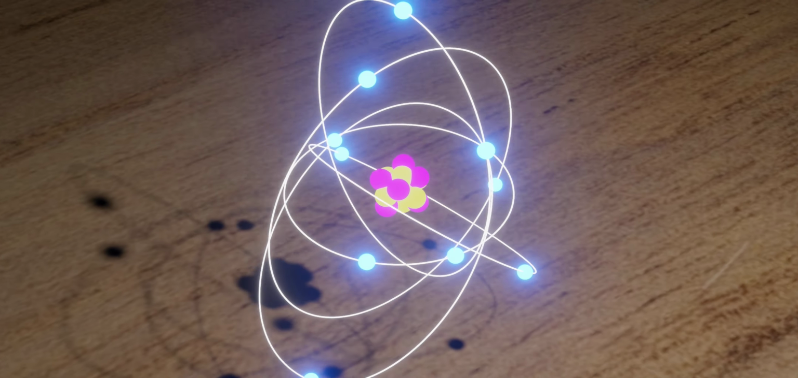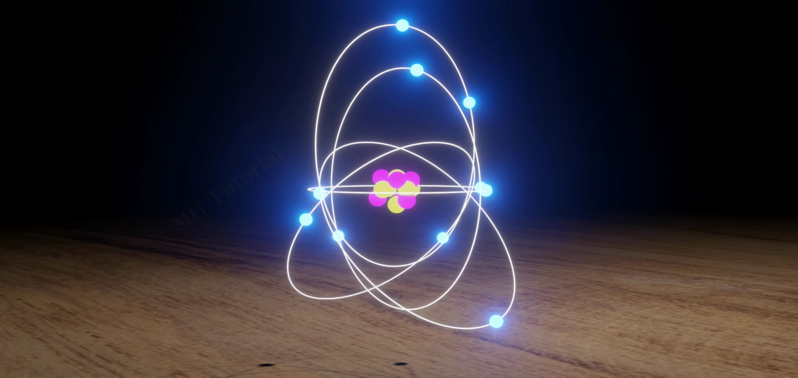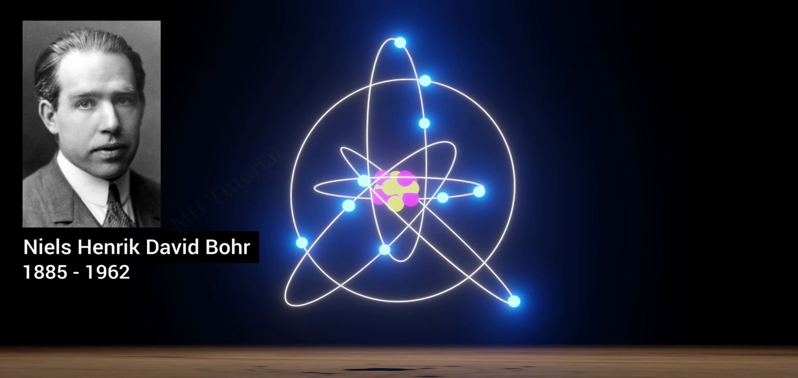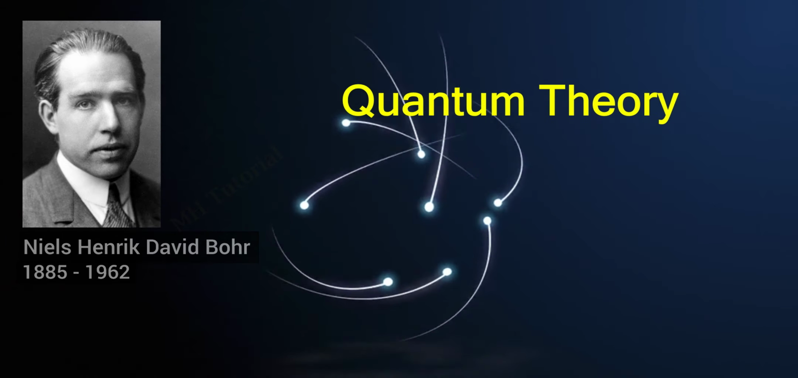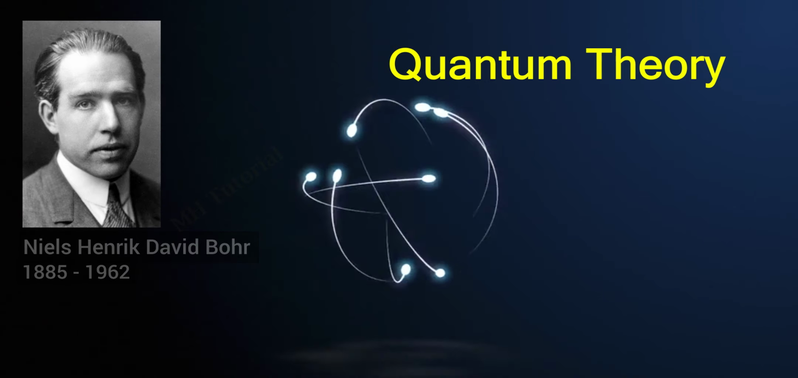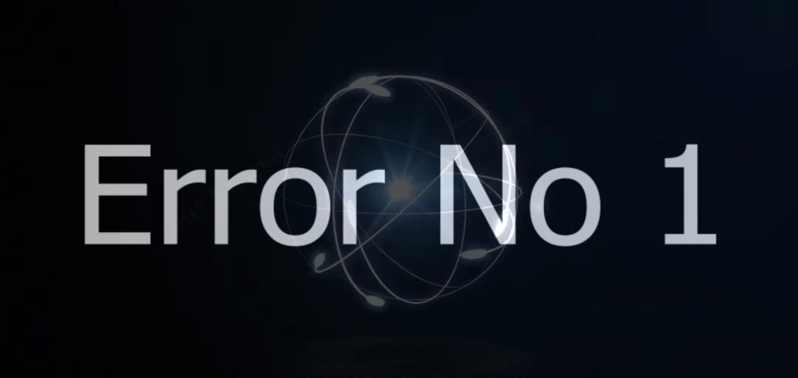We are to discuss here the two main reasons for which Rutherford's theory failed. Although his brilliant student Niels Bohr found amazing solutions to these failures later on, using his stunning quantum theory. But for now, let's look at error number 1. Rutherford's model proposed that an electron can revolve around the nucleus along all possible orbits.